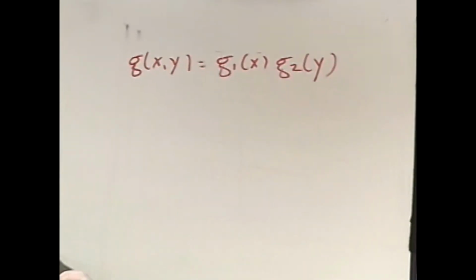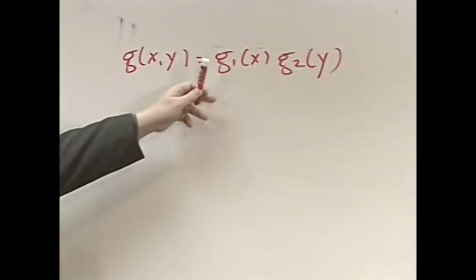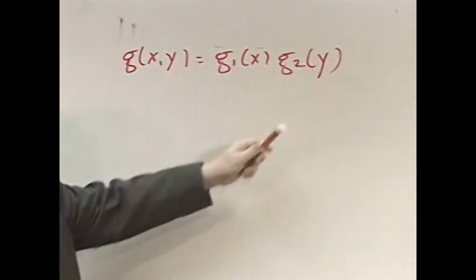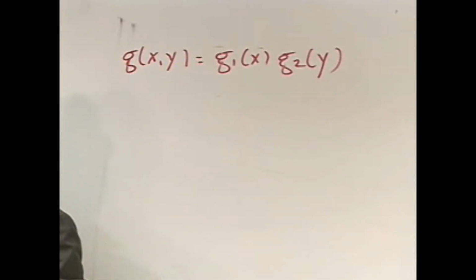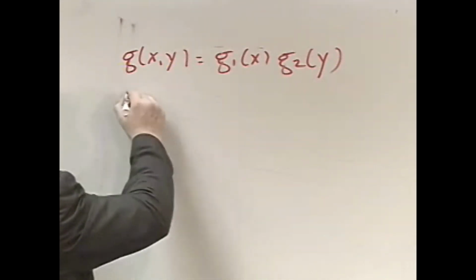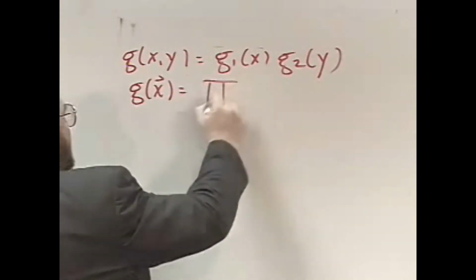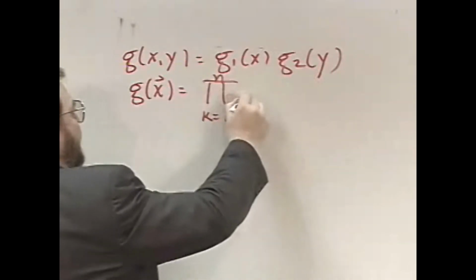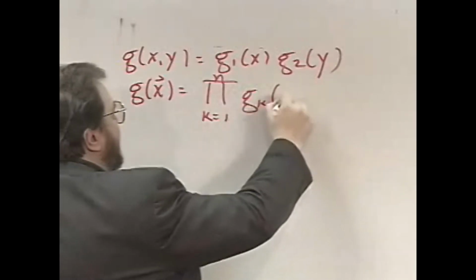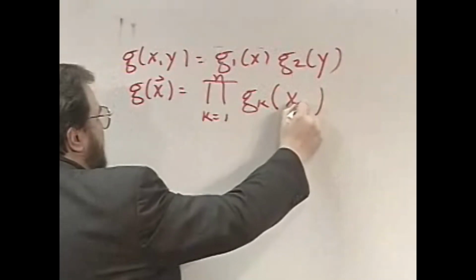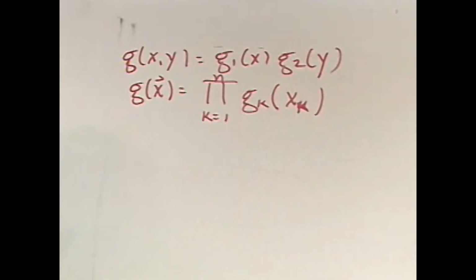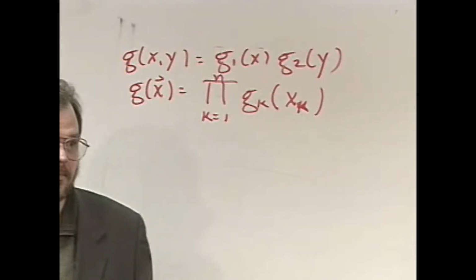This is a separable function. It's a function which can be written as the product of two other functions. And in general, if we have just a general function g of x, it can be written as the product in an n-dimensional space of g sub k of x sub k. This is a separable function also. Now what's interesting about this is that not all functions are separable, clearly. In fact, most functions aren't.